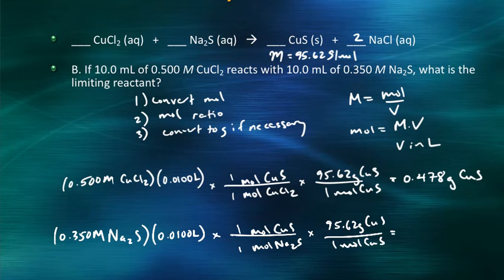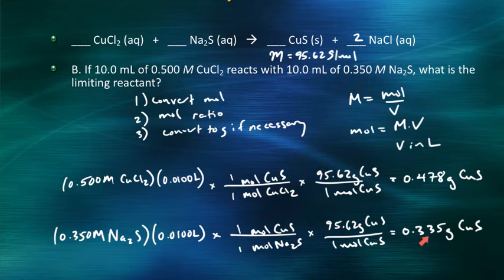All that multiplied together, 0.350 times 0.01 times 1 times 95.62, is 0.335 grams of CuS. So what is that telling us here? Based on our starting amounts of CuCl2 and Na2S, if I was able to use all of the first one, I can make 0.478 grams, and if I was able to use all the second one, I can make 0.335 grams. The reality is that we can't make more than the one that is the least amount.